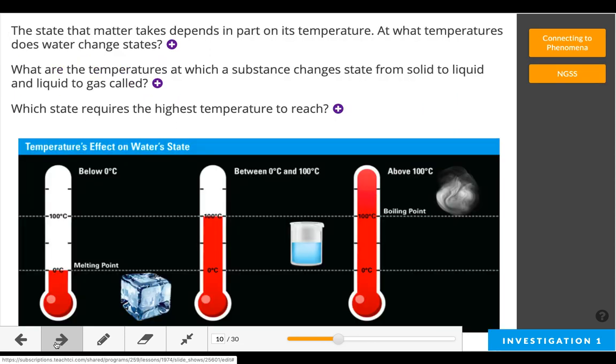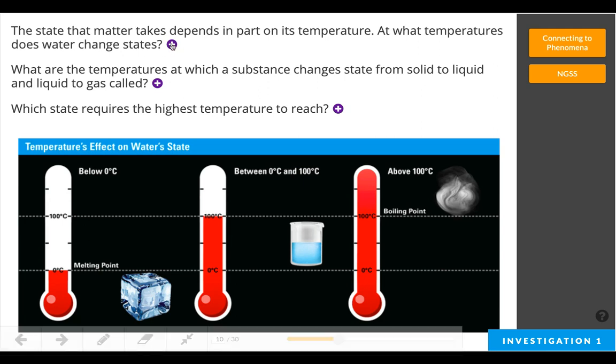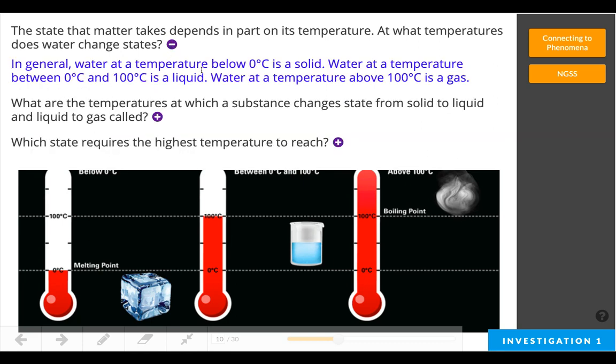Hello again. Let's look at a few more things. Let's talk about changes of state. The state that matter takes depends in part on its temperature. At what temperatures does water change state? Well, water changes from a solid to a liquid at 0 degrees Celsius. In general, water below 0 degrees Celsius is a solid. Water at a temperature between 0 degrees Celsius and 100 degrees Celsius is a liquid, and water above 100 degrees Celsius is a gas. Remember how we said earlier that the Celsius scale is based on the behavior of water?